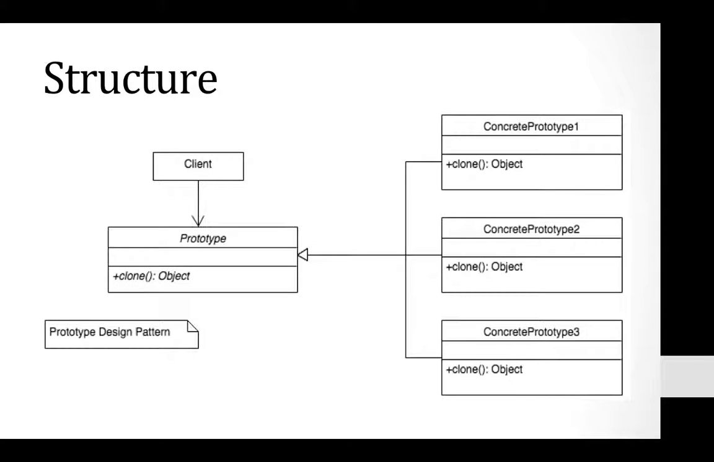This is the UML for the prototype design pattern. So basically we have a client that calls the interface prototype, which is implemented with different prototypes, concrete prototype. The main thing for a prototype is it has to have the clone function implemented.